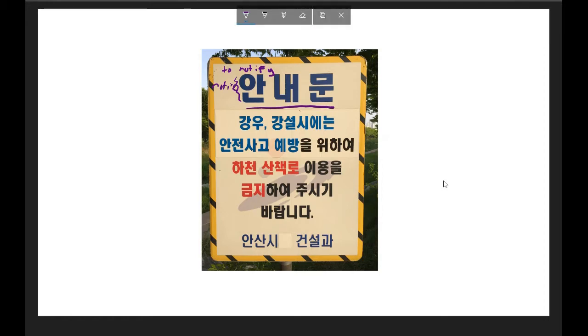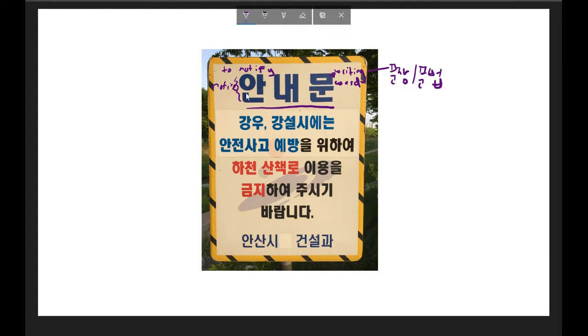Now, 문, you might say, well, I know what that means. That means door. Well, actually, this particular Hanja version of 문 refers to some sort of writing. And it's actually the same 문 that you would see in maybe the word 문장 to mean sentence, or maybe even 문법 to mean grammar. So really what this is saying is some sort of word or something like that. And what this is saying is there's some sort of words of notice here.